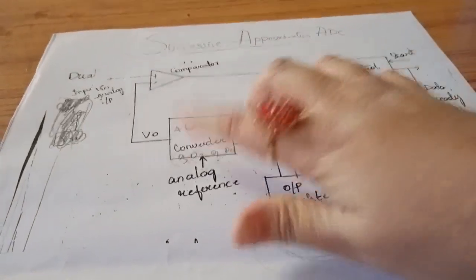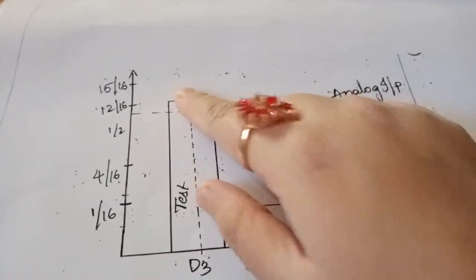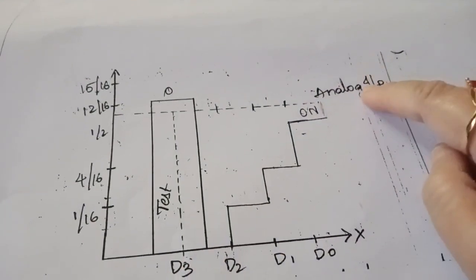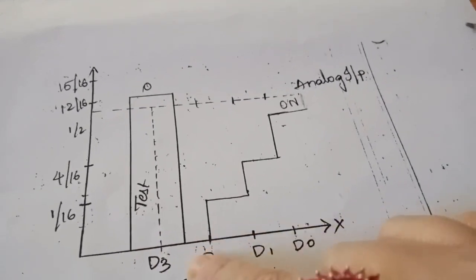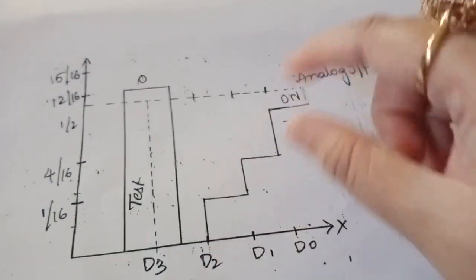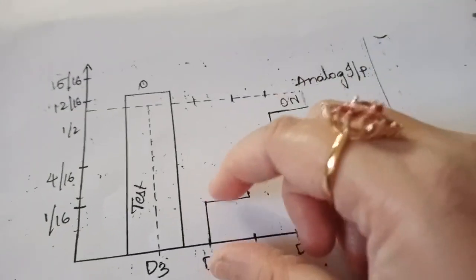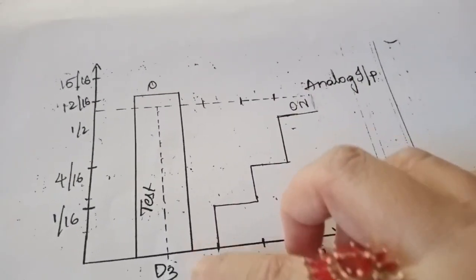Then here it will see that no, D3 is very less, almost 0, so it is not equal to analog. So again D3 will be turned off. Who will be on? D2. D2 output is this much only. Again analog input is here, so what is happening? More gap is there. Again D2 will be turned off.